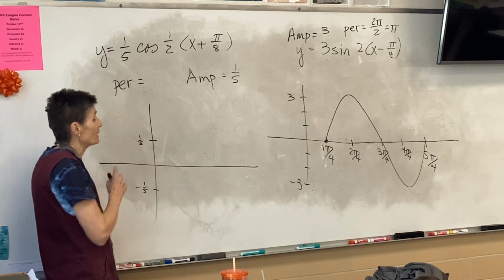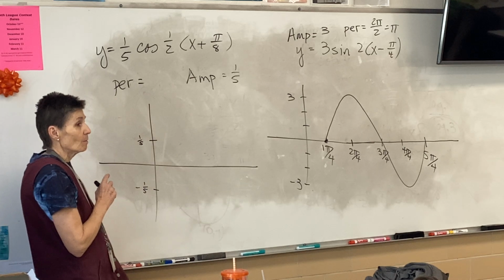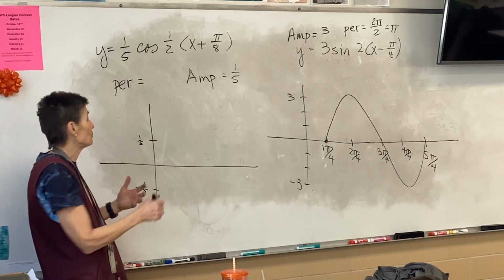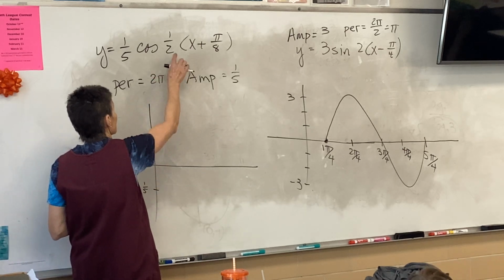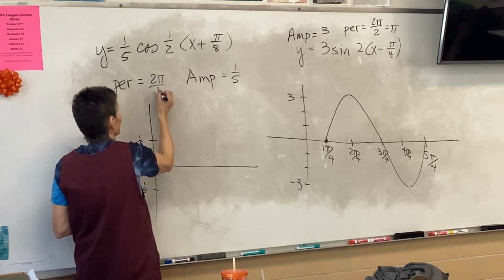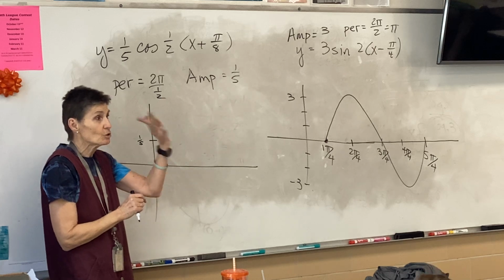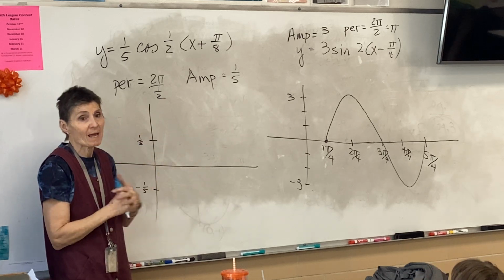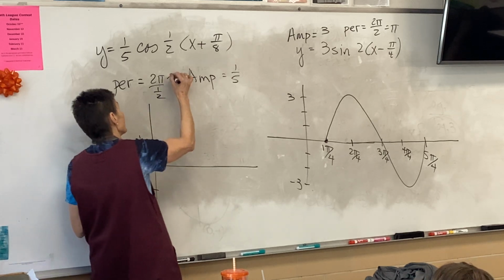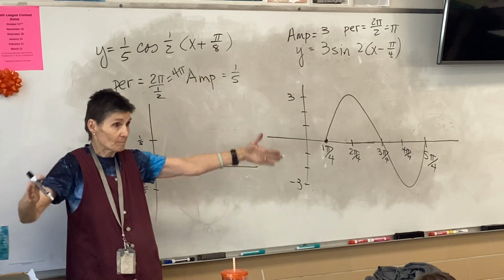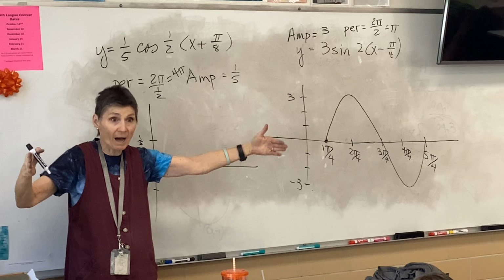How about my period? What is the regular period of a sine or cosine? 2 pi. But what does this number do? It divides. By 1/2. What's 2 pi divided by half? 4 pi. So from beginning to end, this is gonna be 4 pi long.